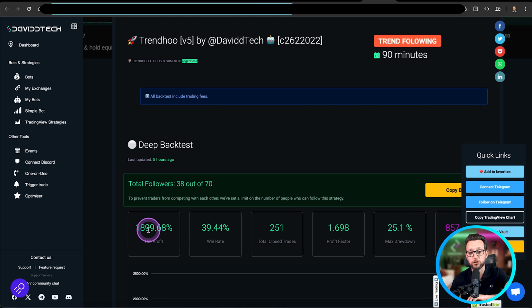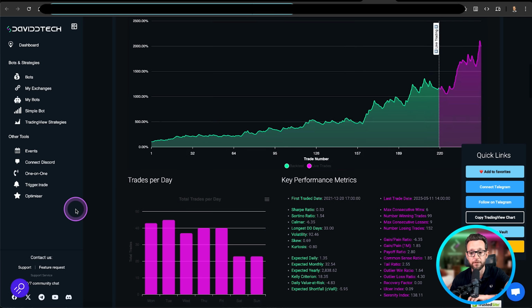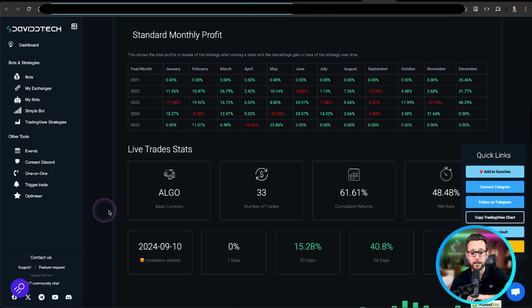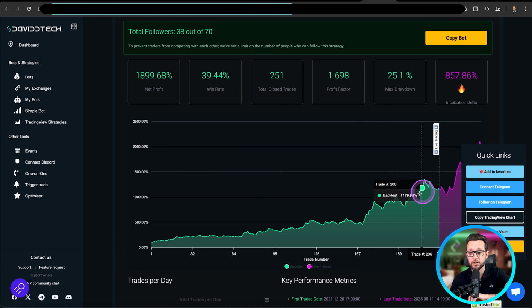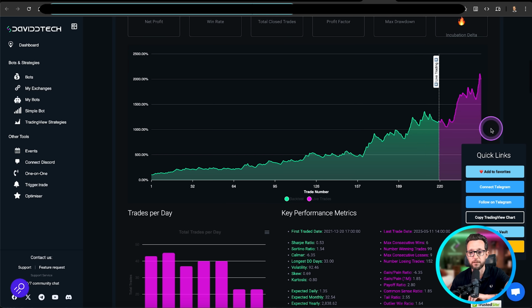We have 1,899% net profit. We have a 40% win rate, so a bit of a lower win rate on this one here. We're on Algo and we've been trading it since September last year, and the backtesting results look absolutely amazing, and so do the forward testing results.